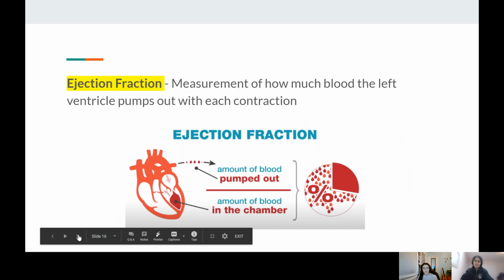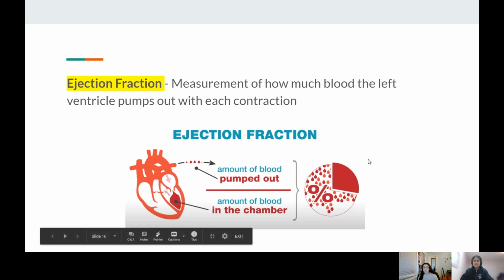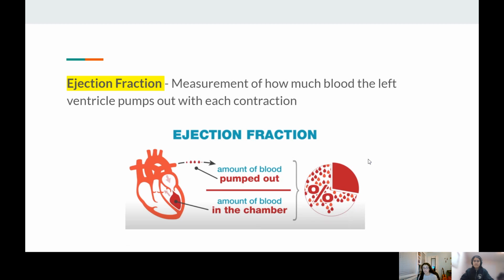So if we move forward a bit, we want to dig a little bit deeper into the ejection fraction of the heart. Essentially, it's a measure of how much blood your left ventricle can pump out to the body with each contraction. So it's the percentage of blood that's pumped out compared to the amount of blood that's still in the heart chamber, in the left ventricle specifically.